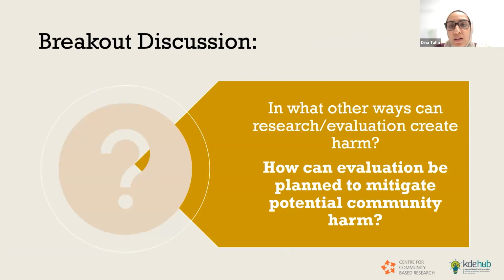Yeah, so as promised, we're not going to be talking the whole time. We also want to hear your ideas. And the impression that we got is that there's a lot to discuss, especially when it comes to ethics and research and harm. So the question that we're going to break out for is, or the two questions. I am personally more interested in the second one. That's why I highlighted it. But feel free to discuss either. In what other ways, other than what Rich has overviewed, can research or evaluation create harm for participants? And how can evaluation be planned to mitigate potential community harm?